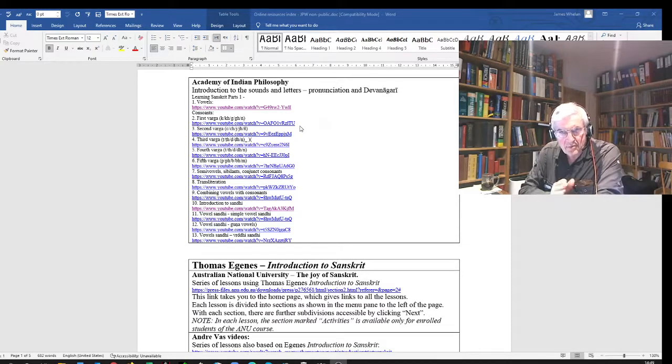If you're serious about learning the Devanagari script, I strongly recommend that you use those videos as a backup to what I'm doing. I will be teaching you the entire Devanagari script during this course, but it's always helpful to see it put in a different way, by a different voice, in a different style.